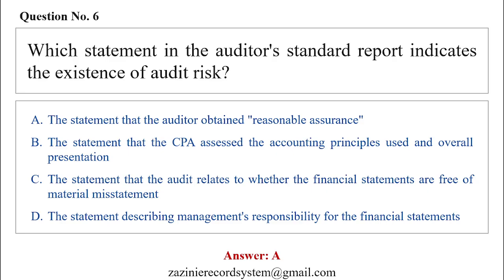Explanation. Letter A is correct because the phrase reasonable assurance, rather than absolute assurance, is exactly what acknowledges that some level of audit risk always remains. The other statements describe what the audit covers or whose responsibility the statements are, but they don't speak to that residual risk the way reasonable assurance does.